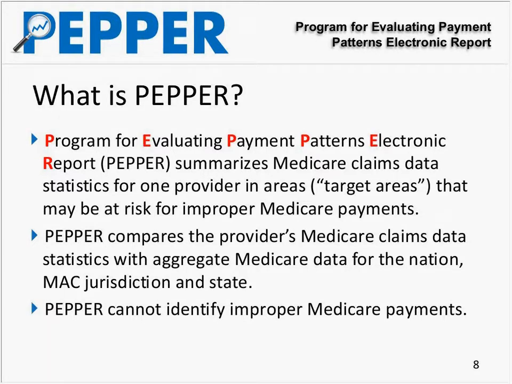In the PEPR, what we're doing is we're comparing your Medicare claims data statistics with aggregate data for other hospitals in 3 different comparison groups: all hospitals in the nation, all hospitals in the Medicare Administrative Contractor or MAC jurisdiction, and then all hospitals in the state. These comparisons can help give us an idea of how different our statistics are from the majority of other hospitals, and that could be the first clue as to whether or not there might be something we need to be concerned with.